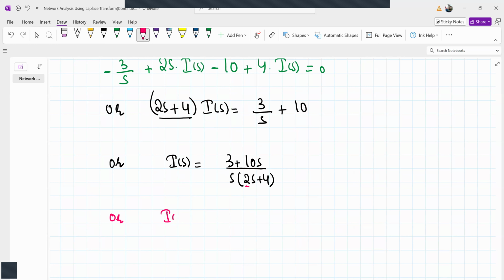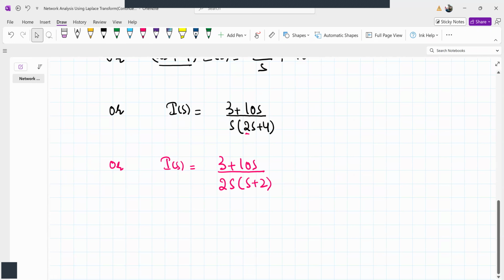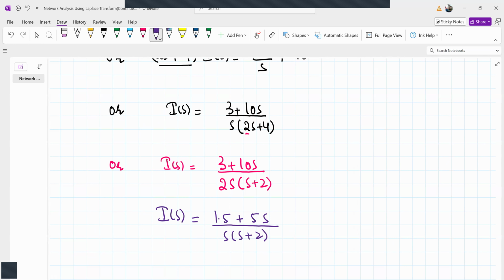So I of S will be equal to 3 divided by 10S by 2 into S plus 2, once you take 2 out from this braces. So what will be left? If we divide the numerator by 2, we'll be left with 1.5 plus 5S divided by S into S plus 2. Okay, this is our equation.